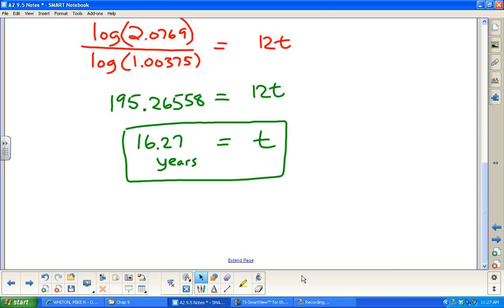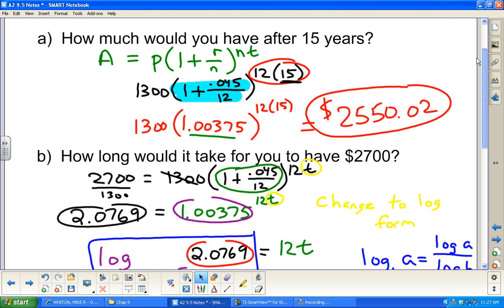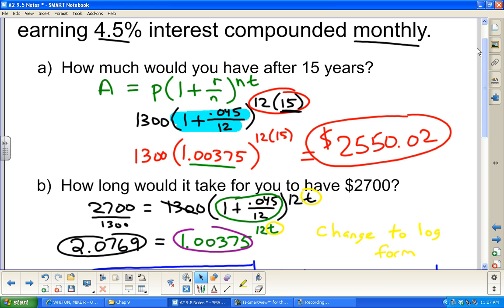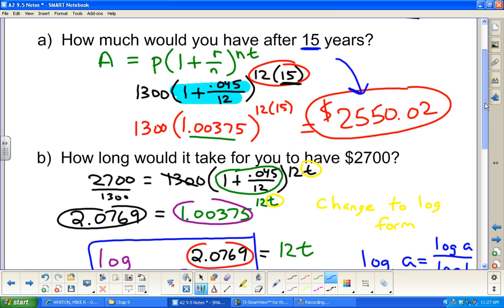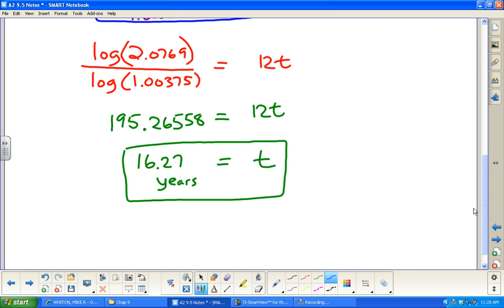And that should kind of make sense. It should flow from what we did in part A. We said in 15 years we'd have $2,500. So part B was just how long would it take you to get $2,700. We were almost there at 15 years, so it seems reasonable that it would take about 16.27 years. Again, that's from the beginning, not from after 15 years already. This is from when you first put the money in: 16.27 years.